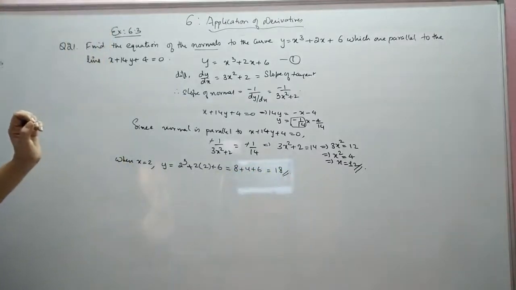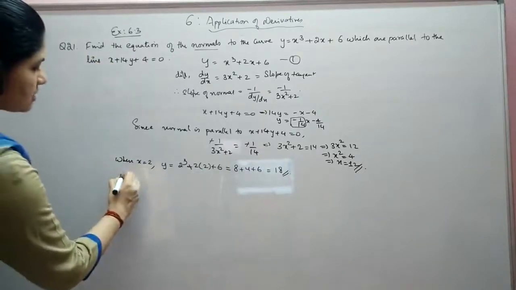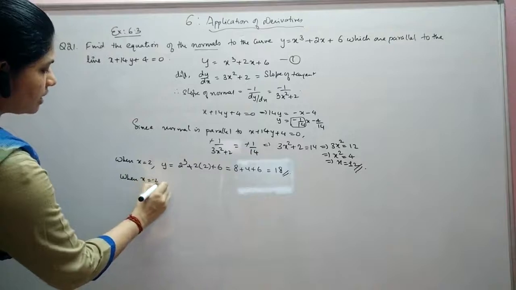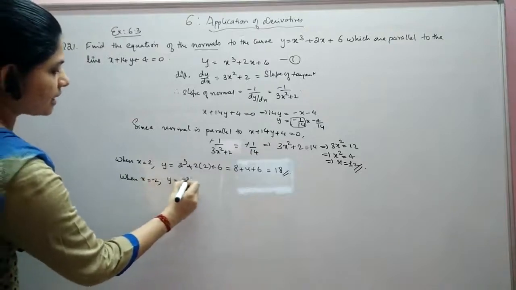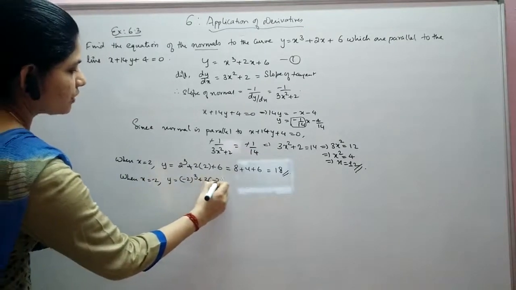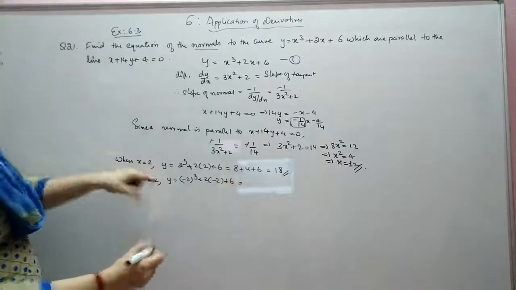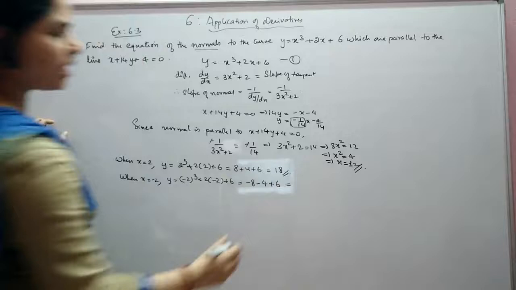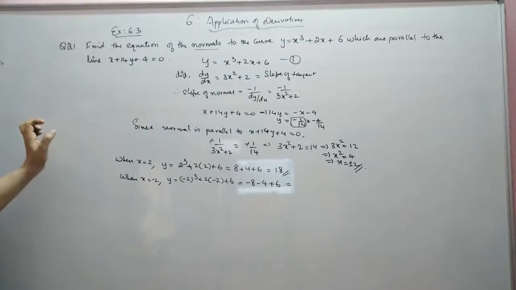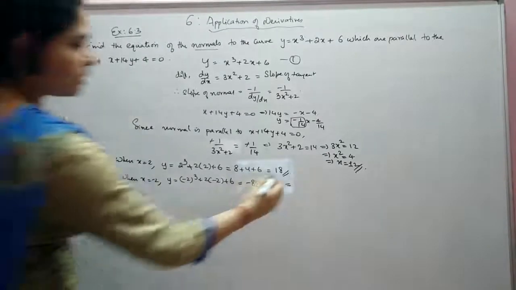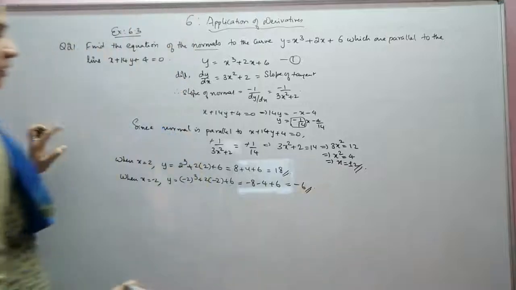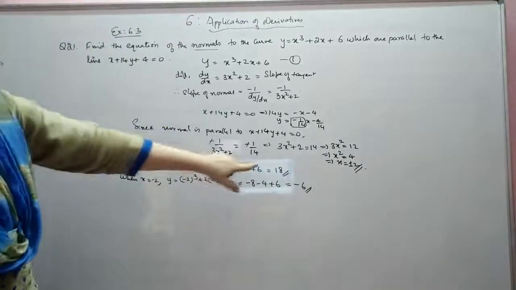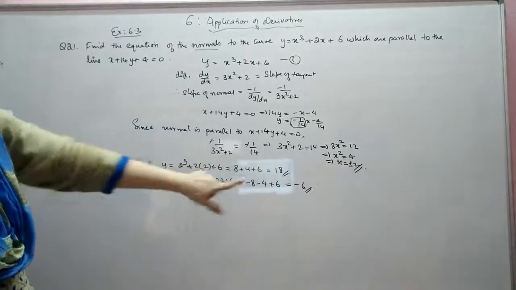So when x is 2, y is 18, and the other point, when x is equal to minus 2, you will get y as (minus 2) the whole cube plus 2 into minus 2 plus 6, which will give you minus 8 minus 4 plus 6. How much value will you get? Minus 12 plus 6, which is minus 6. So the points you got are (2, 18) and (minus 2, minus 6).